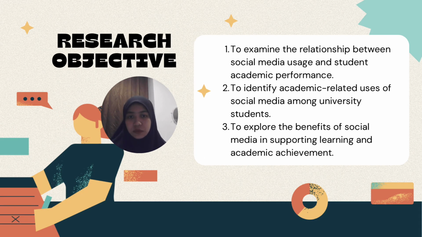Research objectives. The first one is to examine the relationship between social media usage and student academic performance. Second, to identify academic-related use of social media amongst university students. And the third one is to explore the benefits of social media in supporting learning and academic achievement.